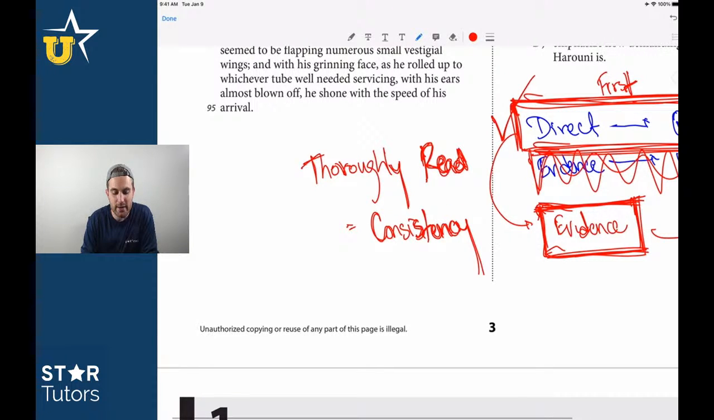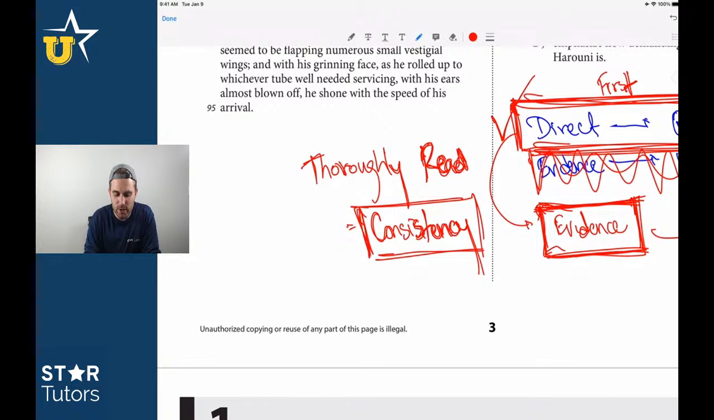Okay, again, one of the things I wanted to bring up with this thoroughly reading idea: thoroughly read the passages. If it means you have to skip a passage because you're running low on time, we've already shown you that you can still do exceptionally well on this exam. But thoroughly reading leads to consistency.